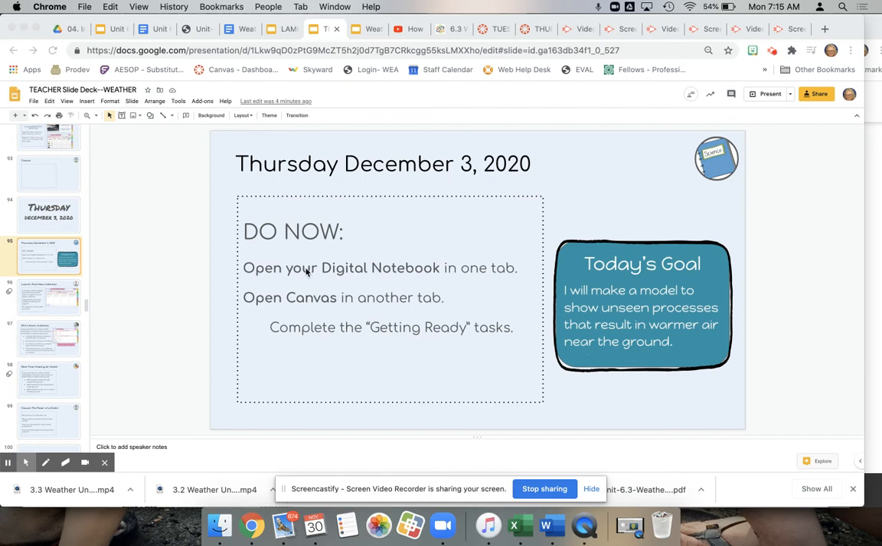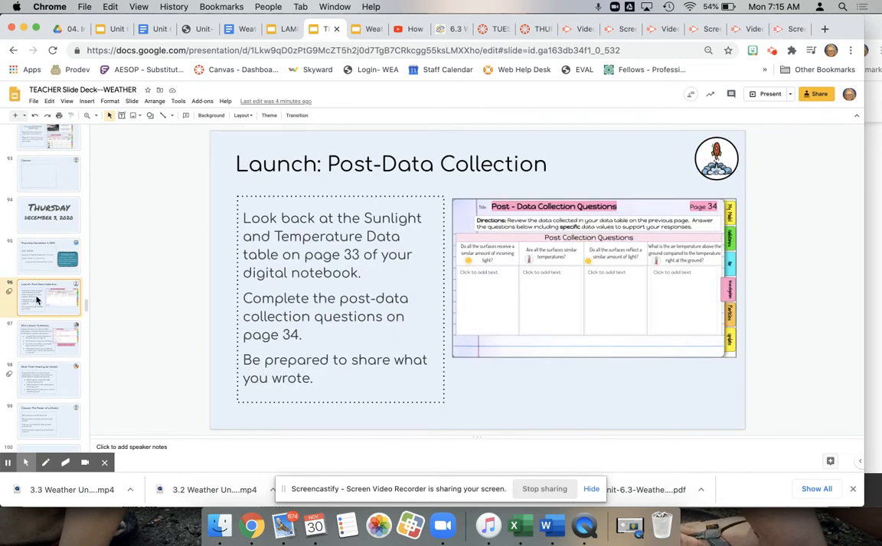On Thursday, students are going to need to look back at the data that they collected yesterday, Wednesday, and try to make sense of what is going on. So on page 34, students are going to be thinking about how the light and the temperature were varied.